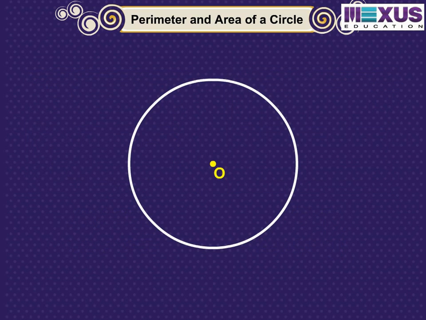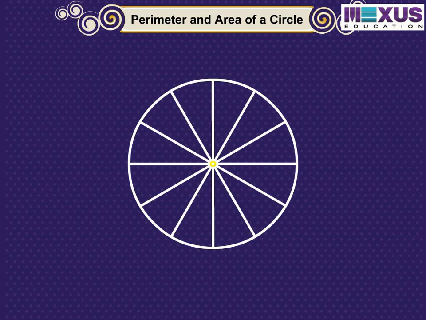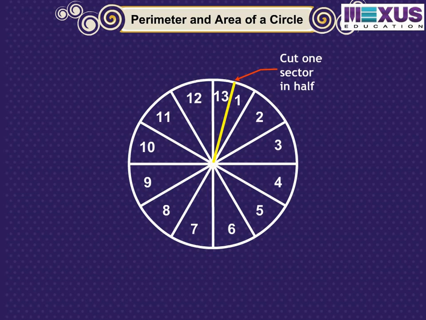Now, to find the area of a circle, we use the formula pi r square, which can be verified by cutting a circle into equal parts, as shown in the figure. Then, divide one of the sectors into two equal parts, as shown in the figure. You can see there were 12 sectors. Then one of the sectors has been divided into 2. Now in total, we have 13 sectors of a circle.